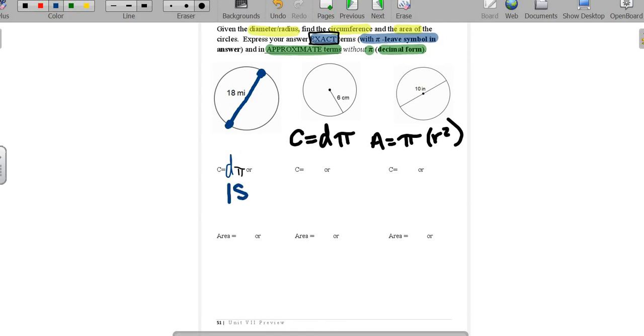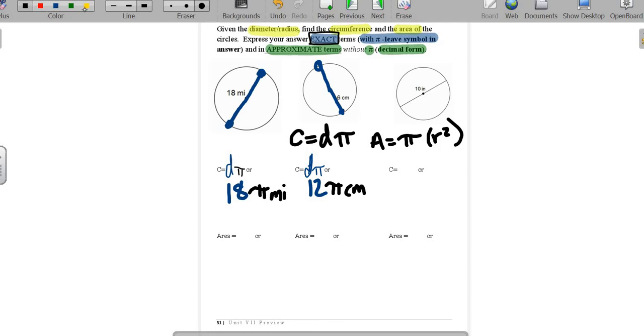It's going to be 18 pi miles. That's the exact terms. You're done. Leave it there. Right here, C equals D pi. So I physically trace my diameter for this one. My radius is 6, which makes my diameter 12. So my circumference here is going to be 12 pi cm. That's my circumference.